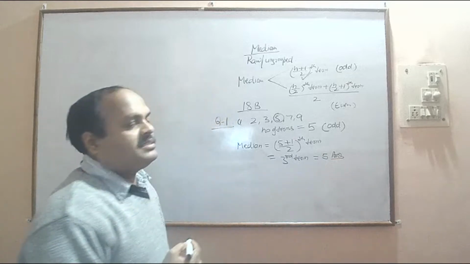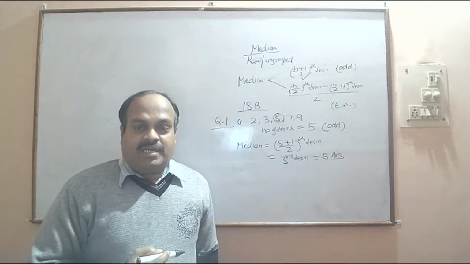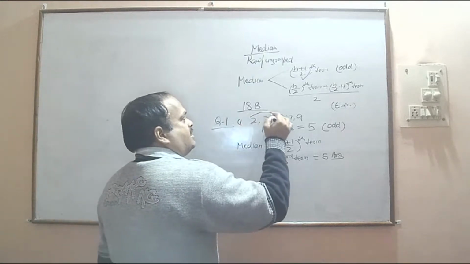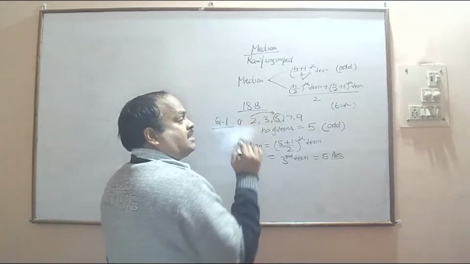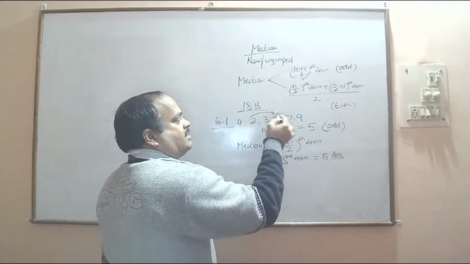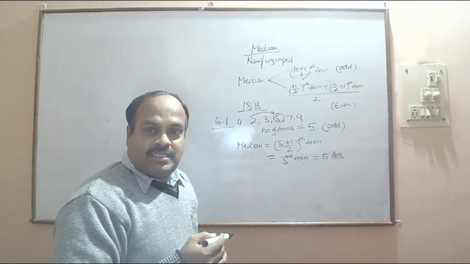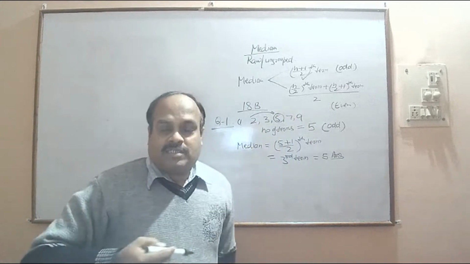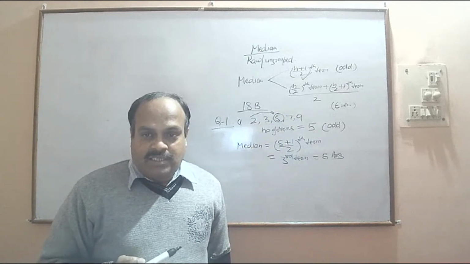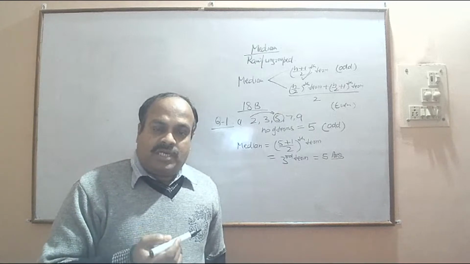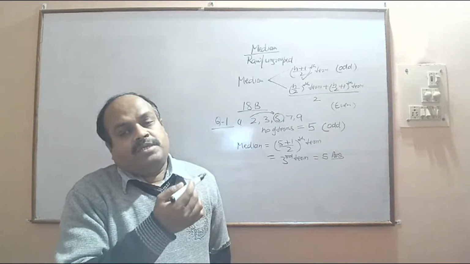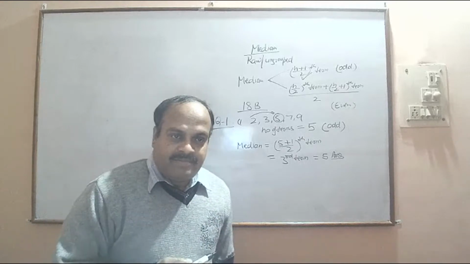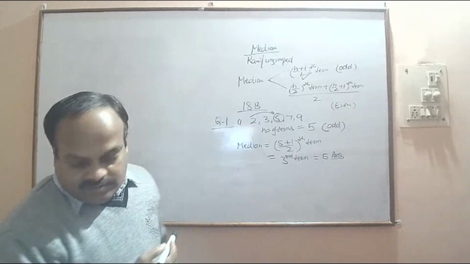Therefore 5 is the median of this data. If you start counting from this side, 5 comes at third place. If you start counting from the other side, 5 comes at third place. It means 5 comes in the middle of the arranged data. Therefore, 5 is the median. Now come to the next one.